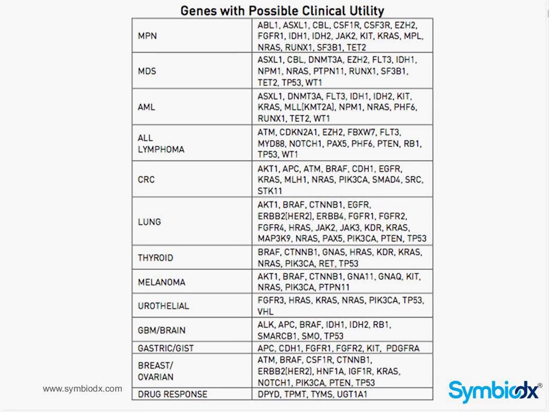These are the tumor types that we considered in designing our assay and some of the genes that are commonly associated with those tumor types. We run the entire panel on every tumor, so it's not as if we're only running the genes listed here according to the tumor type, but this gives you some idea of the rationale we had for including some of these genes.